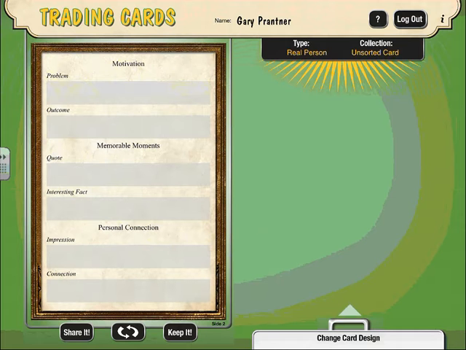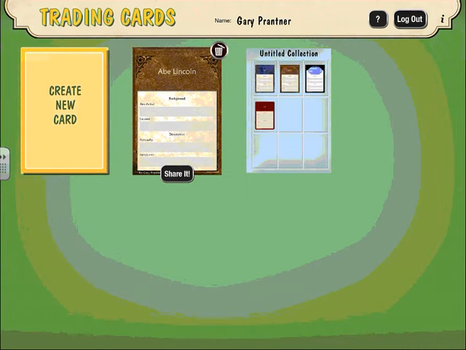On the back side, what was the biggest problem they had? So Lincoln, obviously, you're talking Emancipation Proclamation, some of that kind of stuff. What was the outcome of it? Memorable moments. You need to find a quote from each of these people, and an interesting fact. And then we fill these out, and if we're done and we want to keep it, we select keep it, of course. Now, as you can see, my Abe Lincoln card appears.